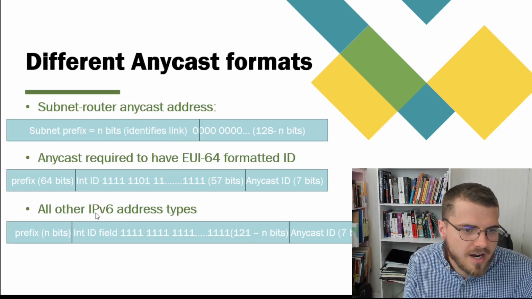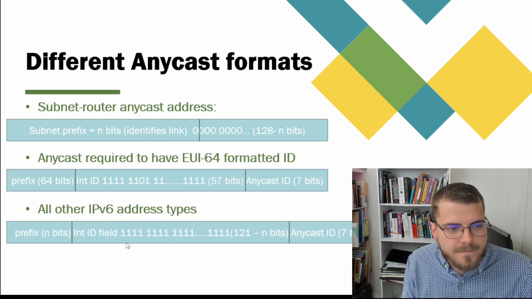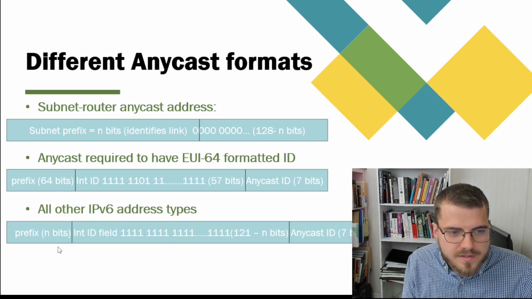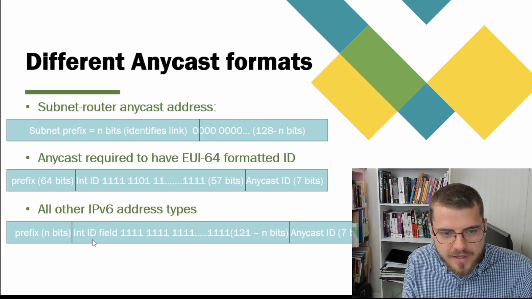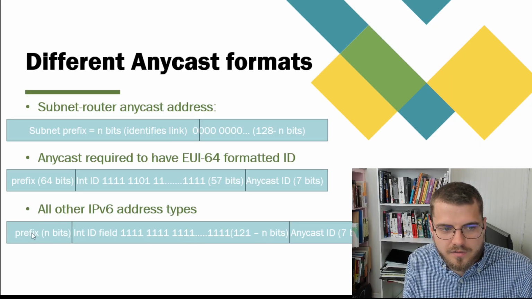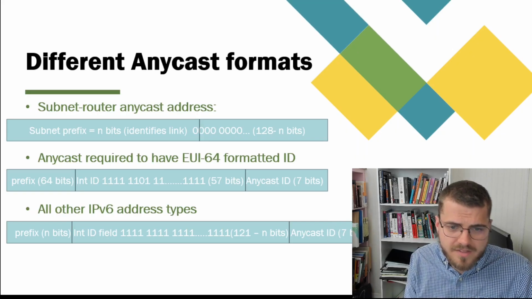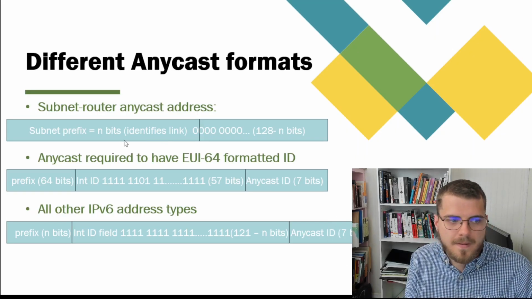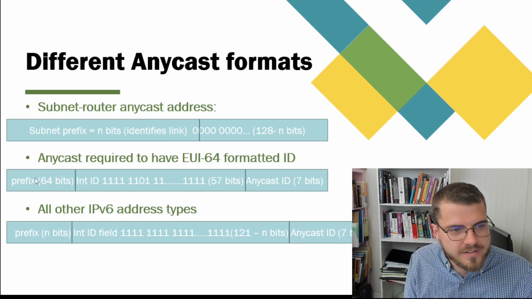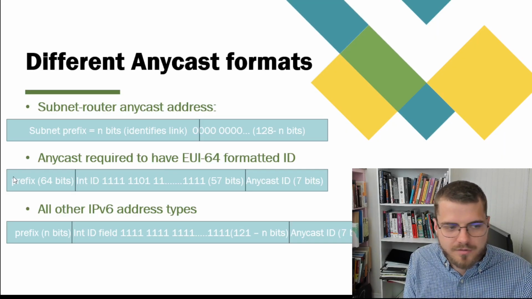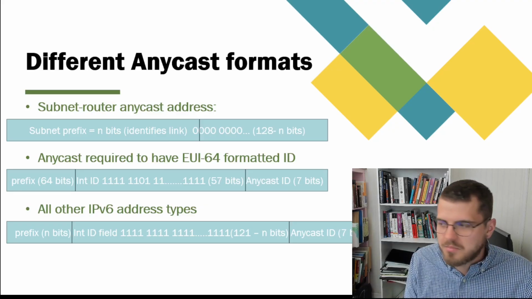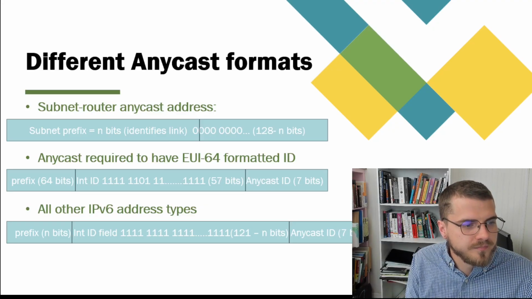Then all other types of IPv6 address types, you have the prefix, which is n bits. The interface ID field, as you can see, these are all ones. It's 121 minus n bits, because the prefix on all the other ones is variable. Then you have the Anycast ID, which is 7 bits. Don't overthink this. Just remember that's the format for them. You can configure them later, and you'll get more understanding of them.